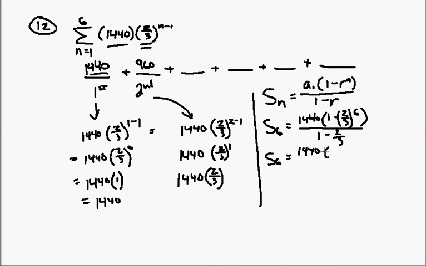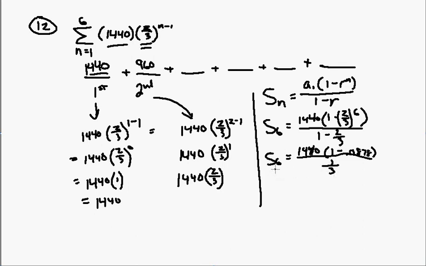1,440 times 1 minus 2/3 to the 6th power. 2/3 to the 6th power is an ugly number. It's approximately 0.0878. That's an approximation. And the denominator is still there: 1 minus 2/3 is 1/3.